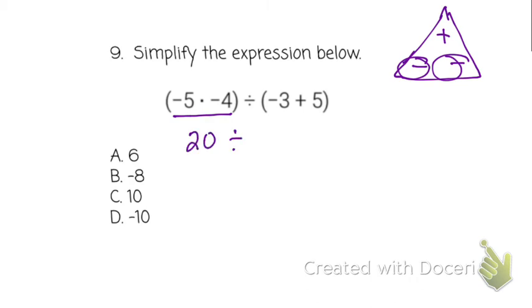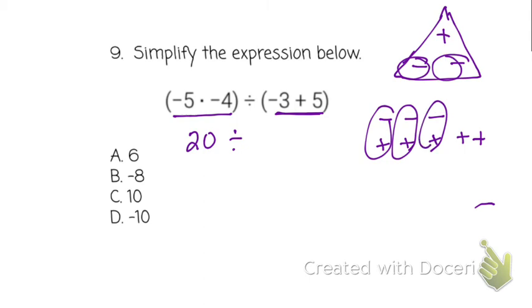Okay, divided by, now I have another set of parentheses. -3 plus 5. Well, 1, 2, 3 negatives plus 5 positives. Remember this? I'm going to look for my zero pairs. These are small numbers. I'm going to be left with positive 2. So I have positive 20 divided by positive 2. My answer is just a 10.